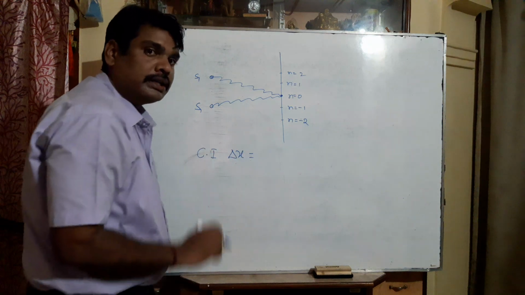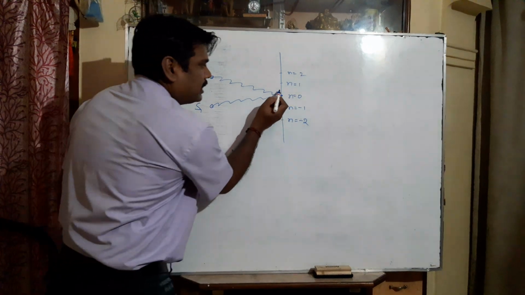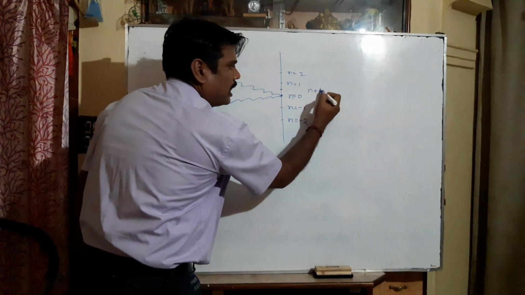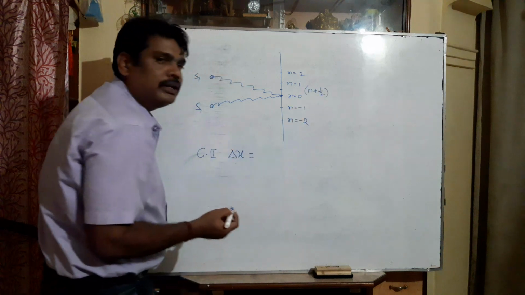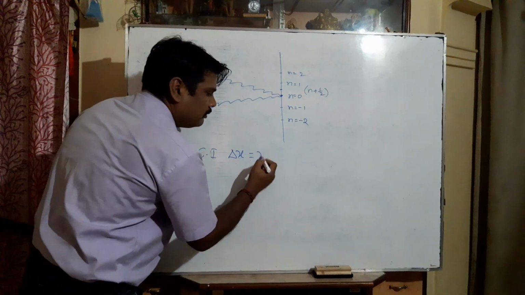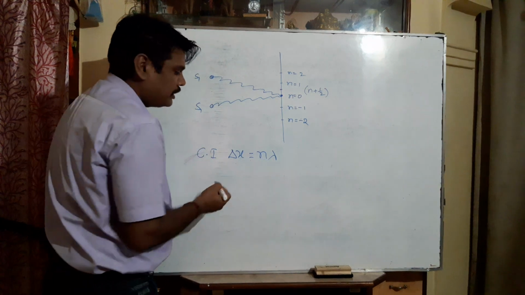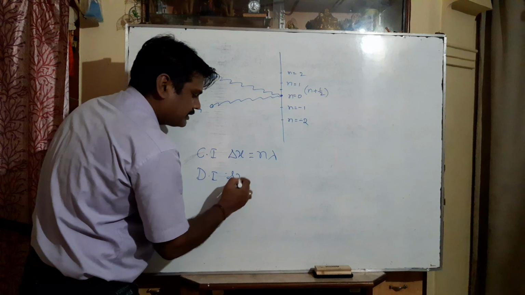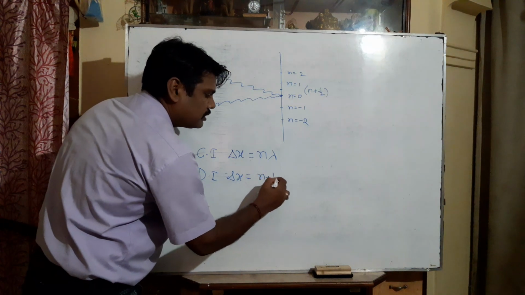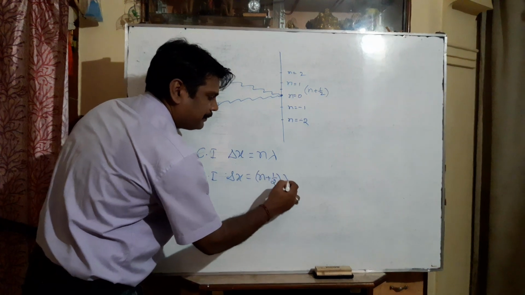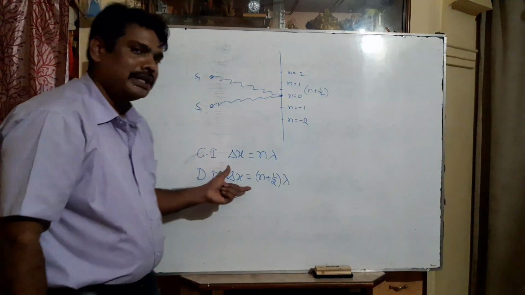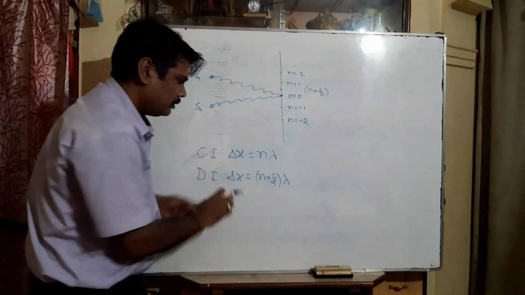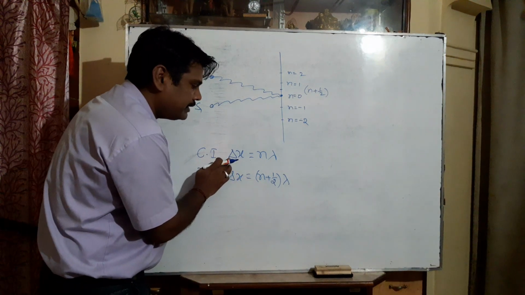So where do you get the destructive interference? Exactly half of this point, it means n plus half. For all values of n lambda, we will get constructive interference. Then for destructive interference, delta x should be equal to, for all values of n plus half lambda. These two conditions we already discussed in the previous video. Clear now? So what is the condition for constructive interference?